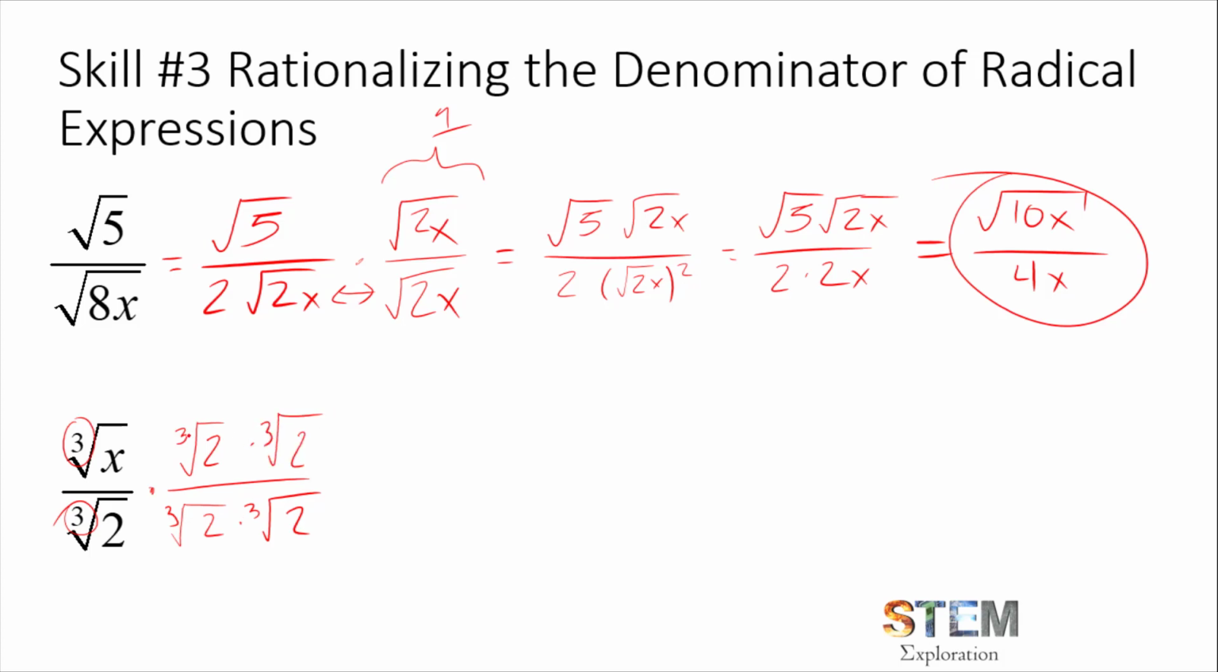Because again, I'm not trying to change the radical expression. I am just trying to multiply it by 1, or a factor of 1, so that I can clean up this ugly denominator that mathematicians don't generally like. Because now, if I combine all these together, I have the cube root of 2 to the 3rd power. And then on top, I have the cube root of x times the cube root of 2 times 2.